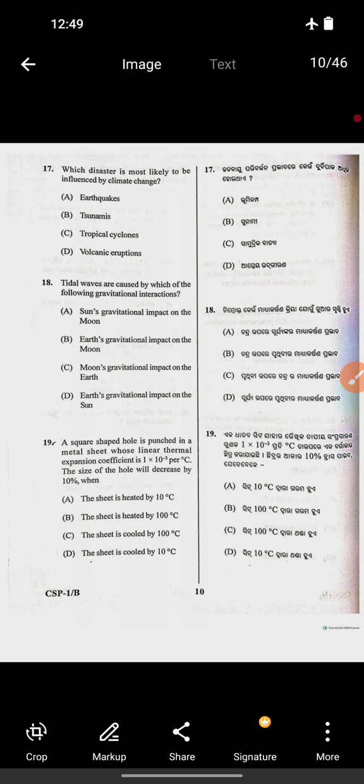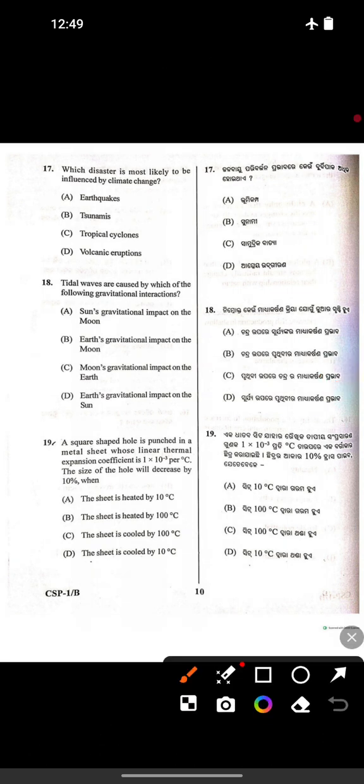So here, let's solve this. When metal expands, the square-shaped hole is there. When the metal expands, the hole also expands. When the metal contracts, the hole also contracts.